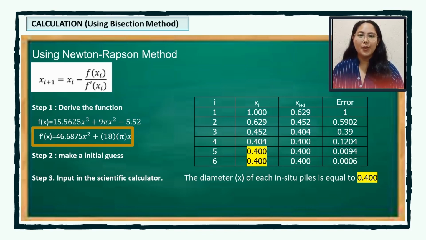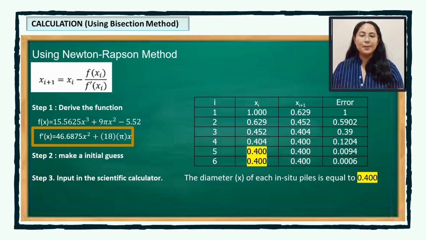In solving, we can use Excel, a scientific calculator, or solve it manually. But for our group, we use a scientific calculator. Step 1, derive the function. When we derive our function, we get f prime of x equals 46.6875 x squared plus 18 times pi times x. So, let's say our initial guess is 1.